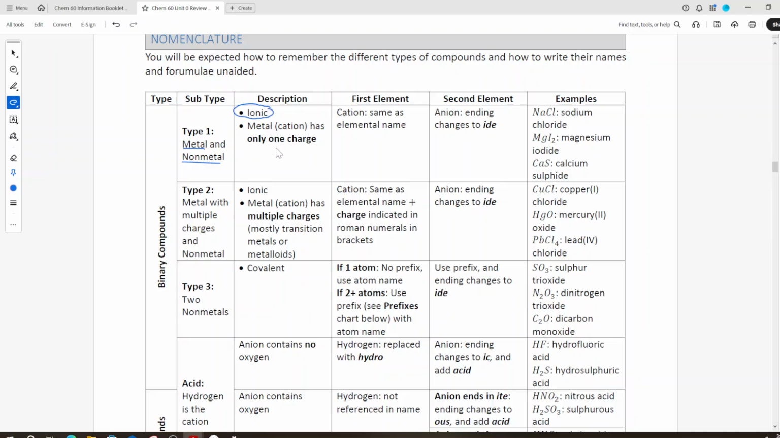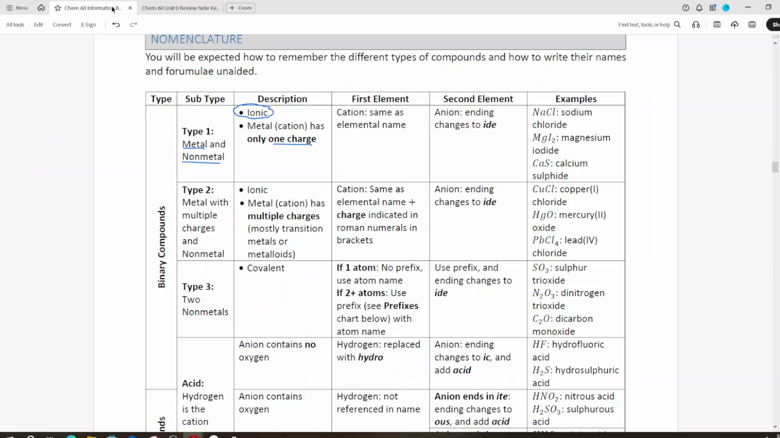And the key thing that's going to make this a type 1 is that the metal, the cation, so the one with the positive charge, is only going to have one potential charge. So you're going to name these by naming the cation first with its elemental name and then changing your anion's name ending to an "ide." What do I mean by having only one charge?